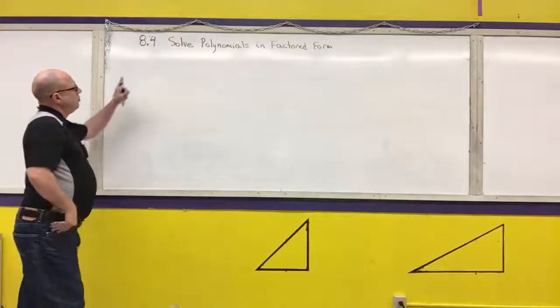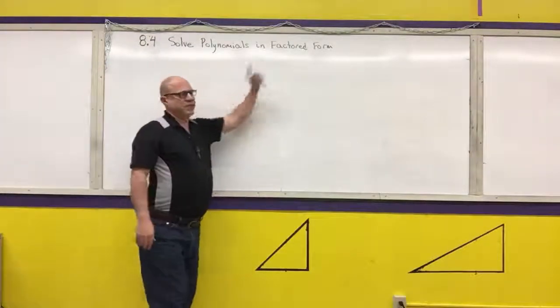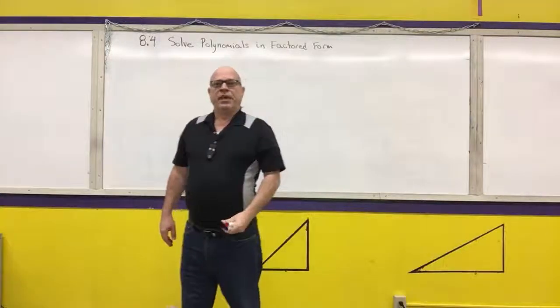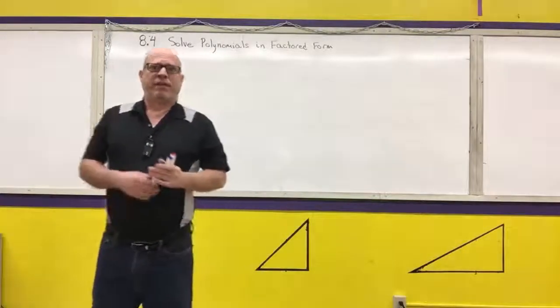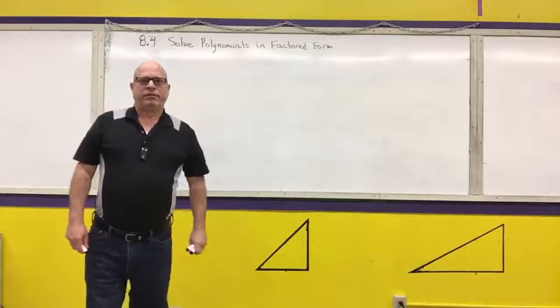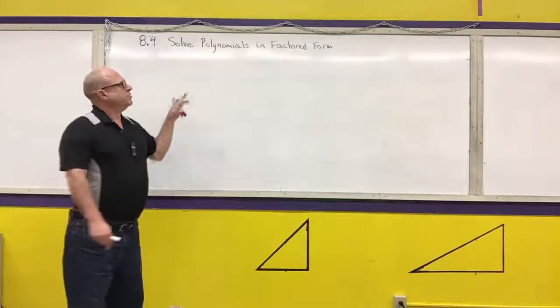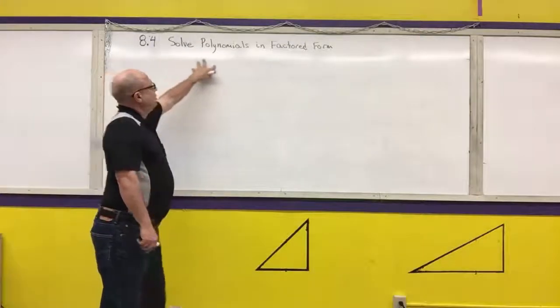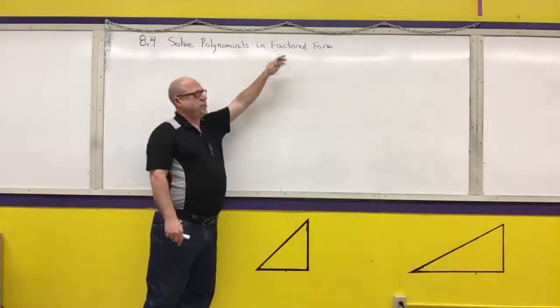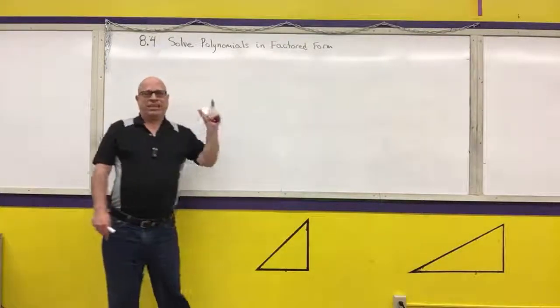In section 8.4, we're going to learn how to solve polynomials that are in factored form. The only type of equations that you know how to solve right now are linear equations. Those are things where the highest power on the variable is 1. So what we need to be able to do is turn our polynomials into things that look linear.